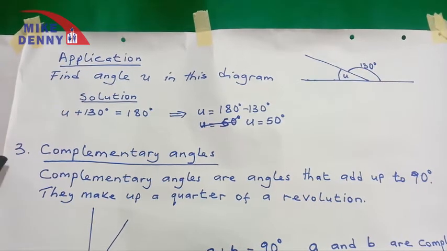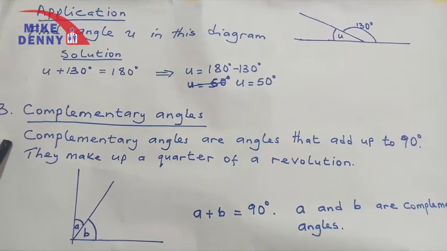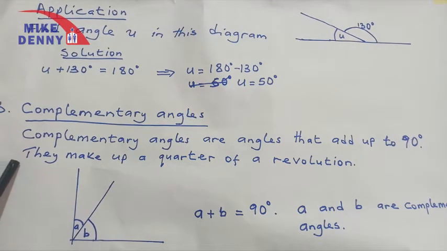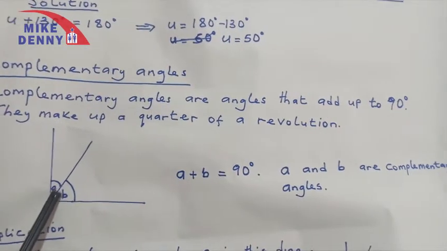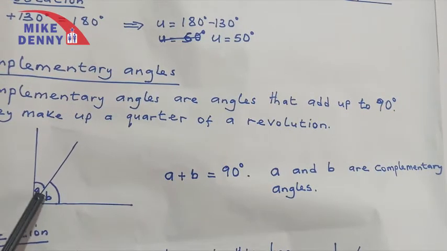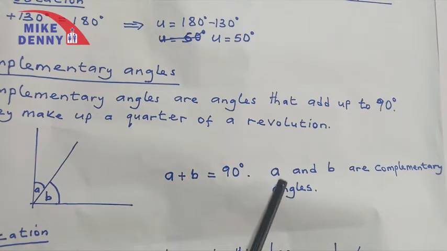We look at complementary angles. Complementary angles are angles that add up to 90 degrees. In other words, they make up a quarter of a revolution. So you get the diagram here. This is a 90 degrees right angle, broken down into two angles A and B. So if this is a right angle broken down into angle A and B, it means A plus B equals 90 degrees. And in such a case, we say A and B are complementary angles.